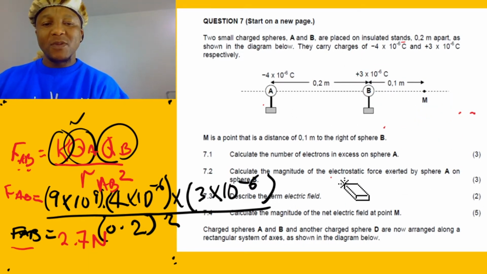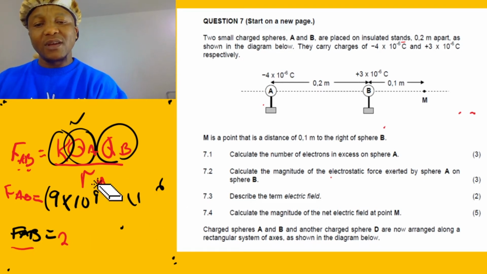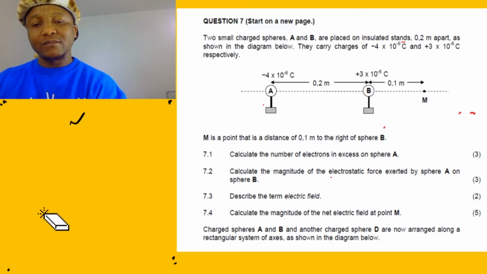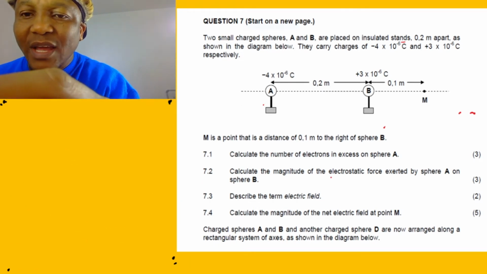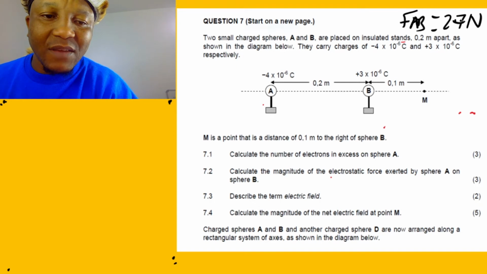So I'm going to have to say the electrostatic force between A and B is 2.7 Newton. Thank you for your patience just now. Let's just write a little bit here, because you're going to come and use these things. Electrostatic force of A and B is 2.7 Newton.